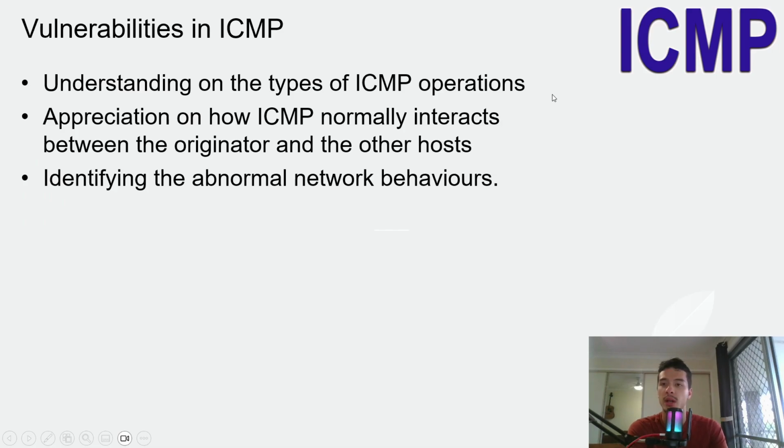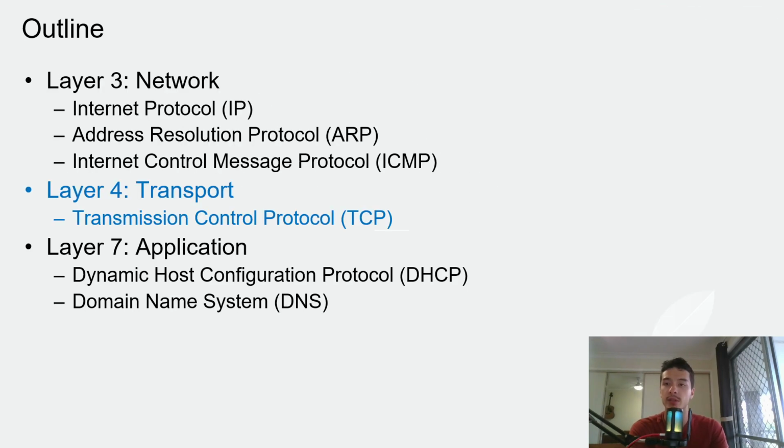Yeah, so vulnerabilities in ICMP: understanding the types of ICMP operations, appreciation of how ICMP normally interacts between the originator and other hosts, identifying abnormal network behaviors. So the next one is layer 4. Layer 3 has just been completed. We've gone over the majority of the network security items you're going to need to investigate.